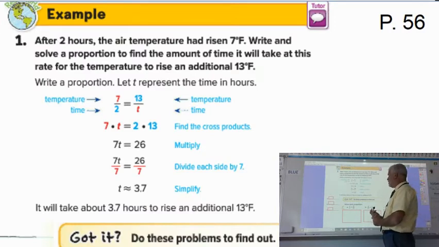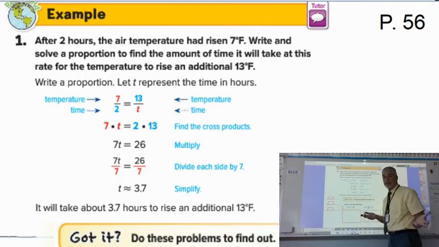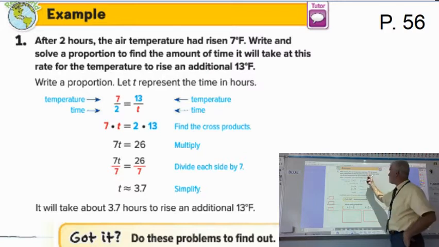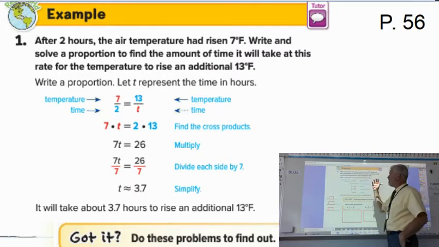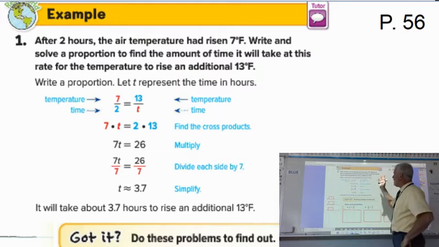So they're starting here with a real world example, but then we'll go and do non-real world problems down here. The real world example says, after 2 hours, the temperature rose 7 degrees Fahrenheit. Write and solve a proportion to find how long it's going to take, at this same rate, for the temperature to rise 13 degrees.